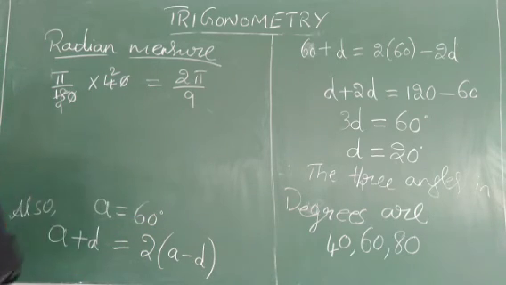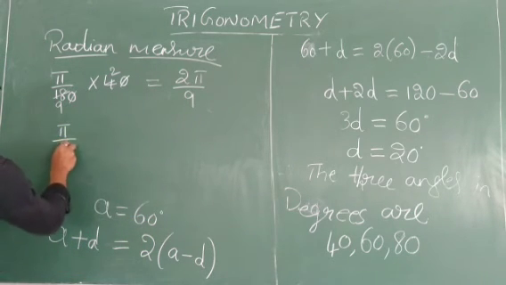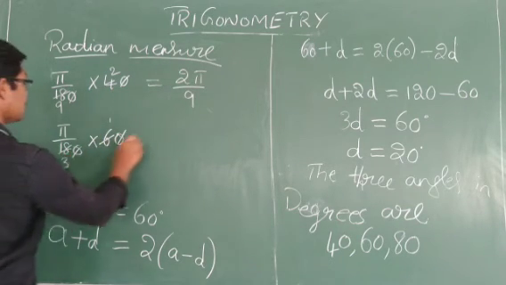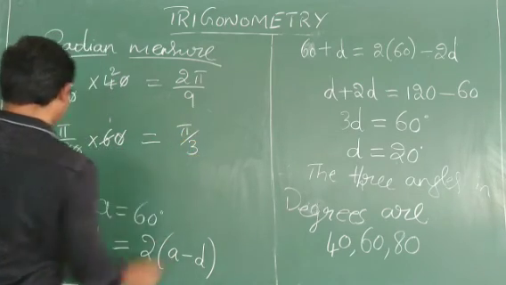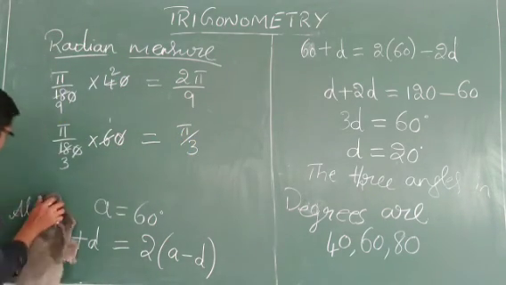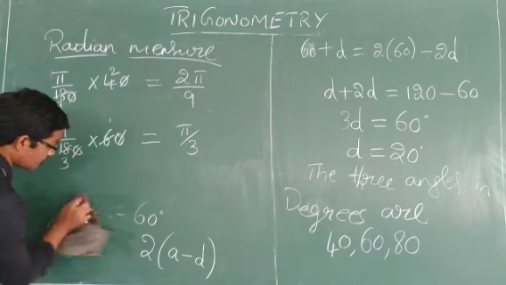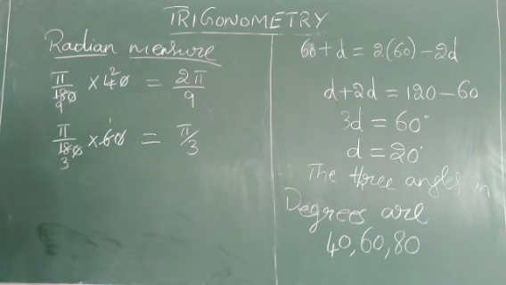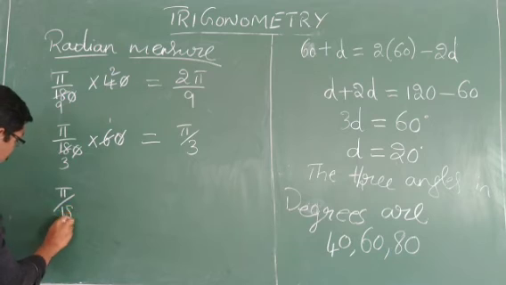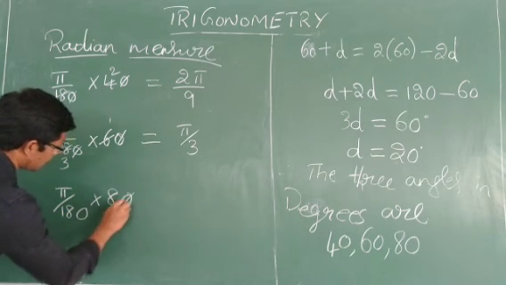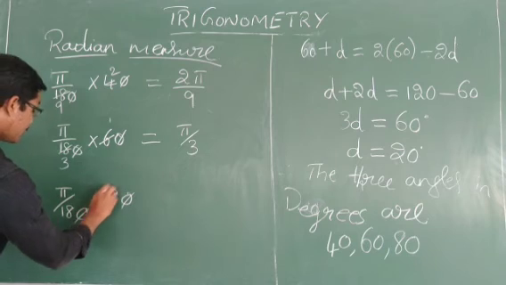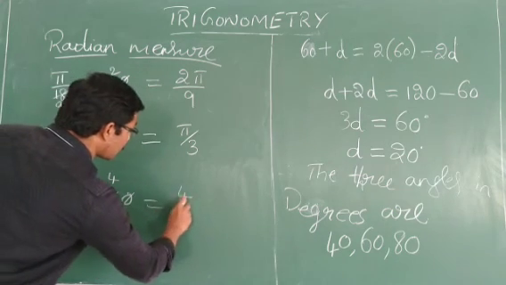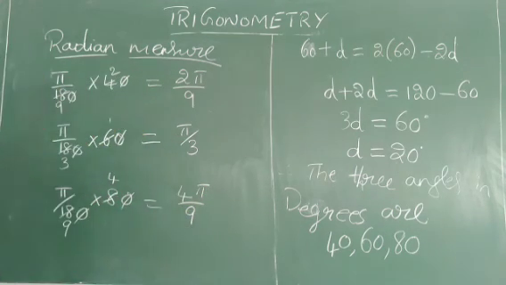Next convert 60. Again, pi by 180 into 60. Again cancel 0. 6 1 time, 6 3 times. That is equal to pi by 3. Next convert the third angle, 80. So that is pi by 180 into 80. So cancel this. 2 into 4 times, 2 into 9 times. That is equal to 4 pi by 9.